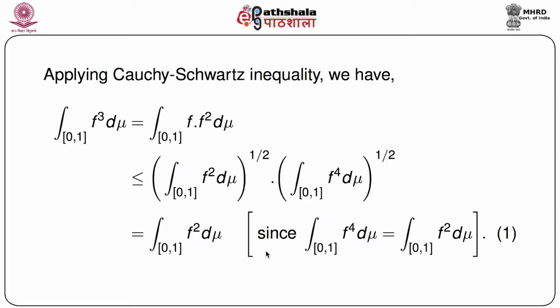Now this quantity gives us just the integral of f squared dμ. Why? Because the second term, the integral of f to the 4th dμ, is nothing but the integral of f squared dμ by the given condition. So it becomes the integral of f squared dμ to the power half, into the integral of f squared dμ to the power half, which becomes the integral of f squared dμ. Let's call this equation 1. So equation 1 says that the integral of f cubed dμ is less than or equal to the integral of f squared dμ.